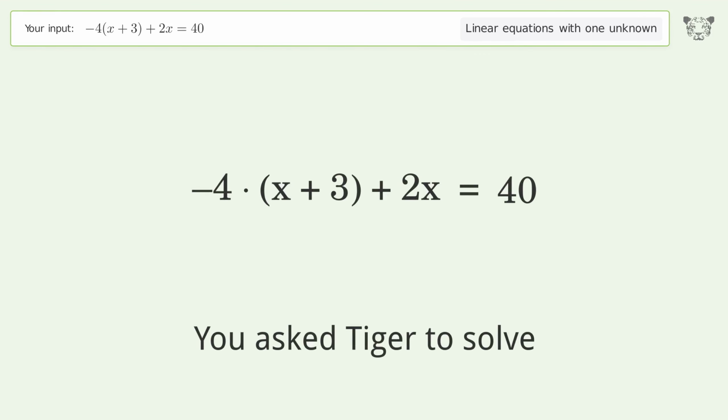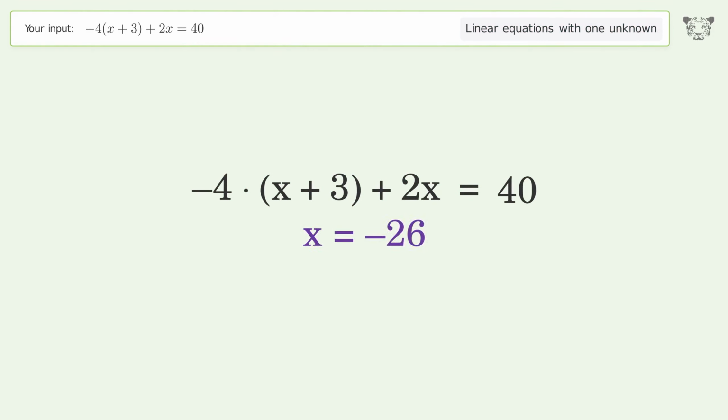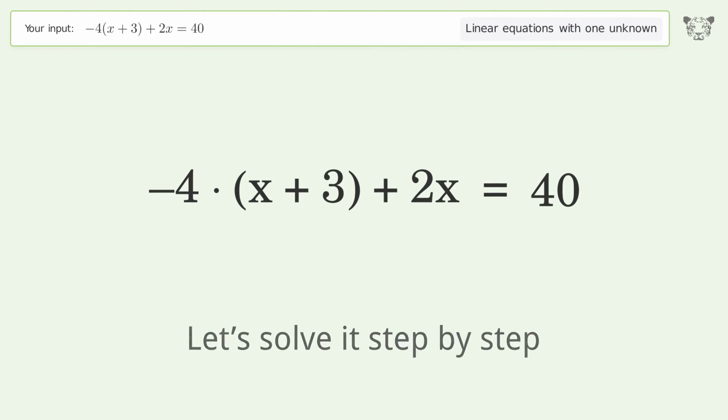You ask Tiger to solve. This deals with linear equations with one unknown. The final result is x equals -26. Let's solve it step by step.